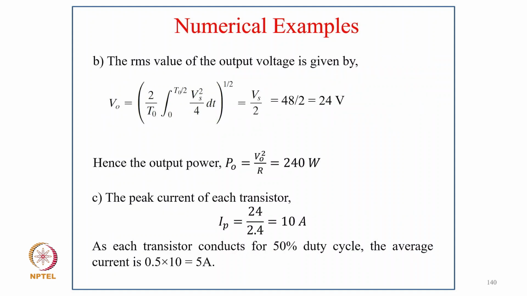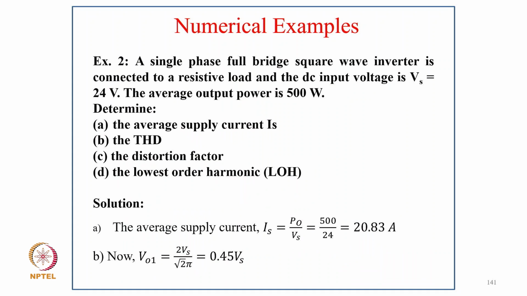And the RMS value of the output voltage is given by VO equal to [2 upon T0 integral from 0 to T0 by 2 of Vs square by 4 dt] to power half, and that is Vs by 2 equal to 48 by 2, that is 24 volt. Hence the output power is VO square by R, that is 240 watt. The peak current of each transistor is equal to 24 divided by 2.4, that is 10 ampere, and each transistor conducts for 50% duty cycle. The average current is 0.5 into 10, that is 5 ampere.